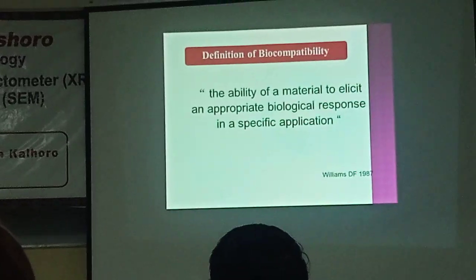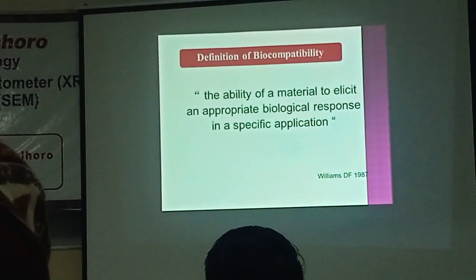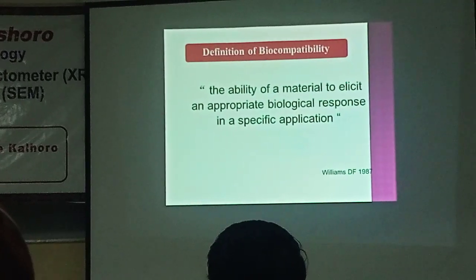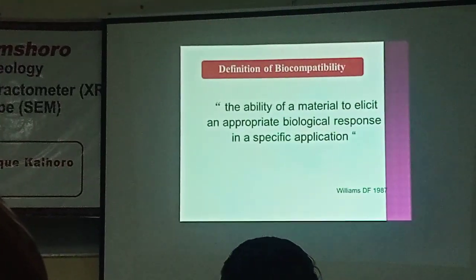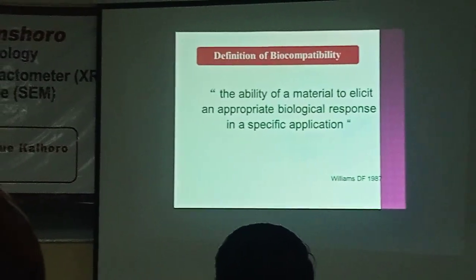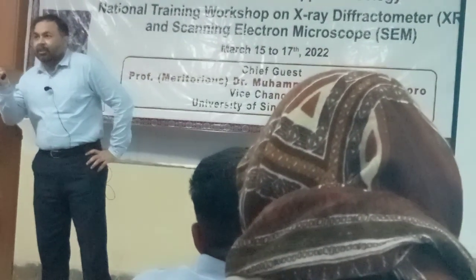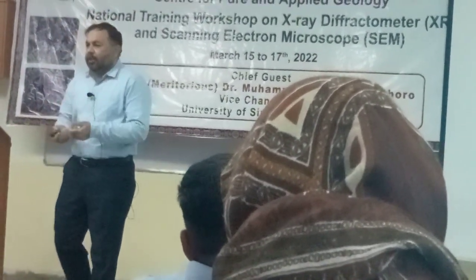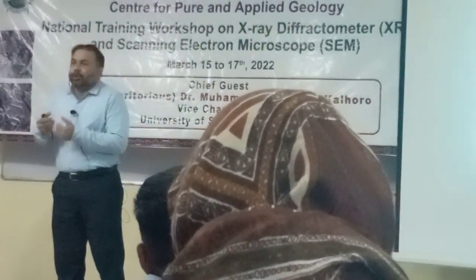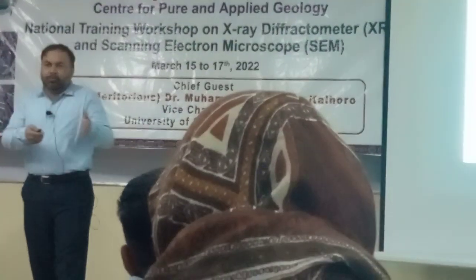When we discuss biocompatibility, the definition is the ability of a material to initiate an appropriate biological response in a specific application. For example, if you are going to produce cartilage or bone, you have to use a polymer that has more elasticity, and its degradation rate should be slow as compared to other organs.